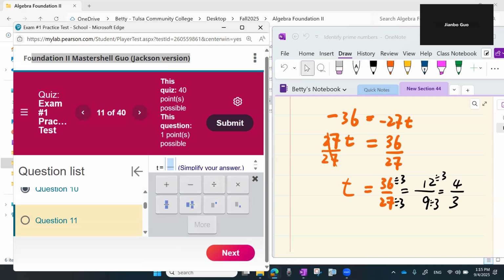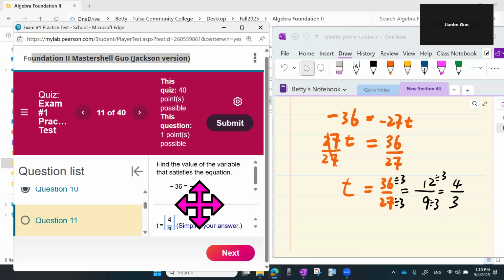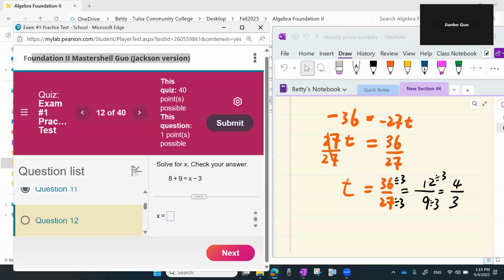I couldn't even see this. Oh, it's right here. 4 over 3. Double check the entry. And that's question number 11.